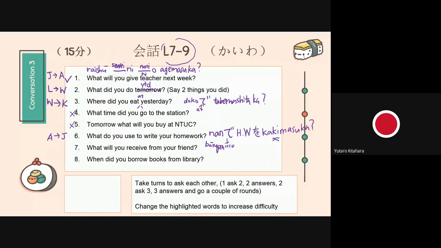Okay, we use that why? If you say boru pen o kakimasu, it means I write pen, not I write homework. You see what I mean? Okay, I write out for y'all, don't worry. Boru pen de shukudai o kakimasu. The tip is the particle follows the question.